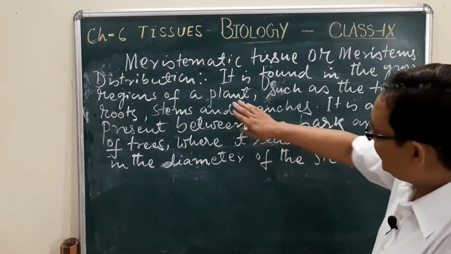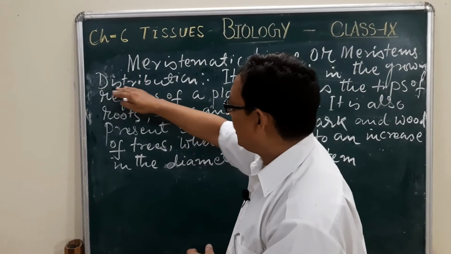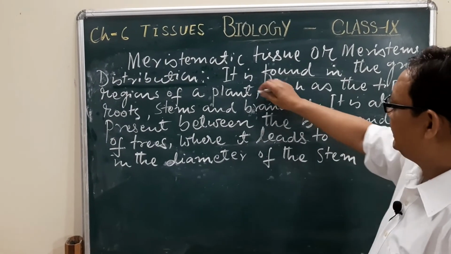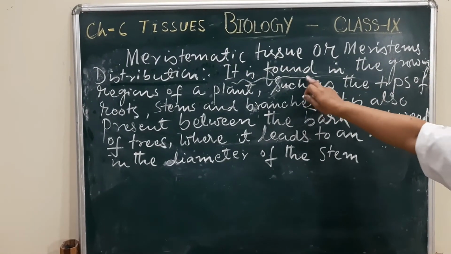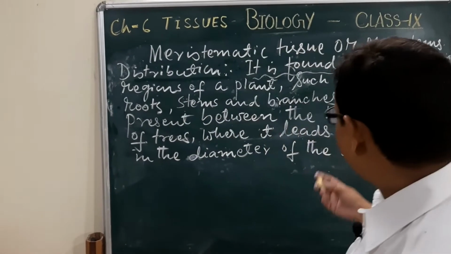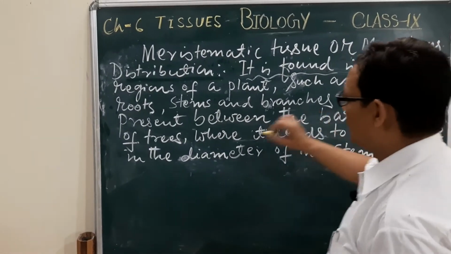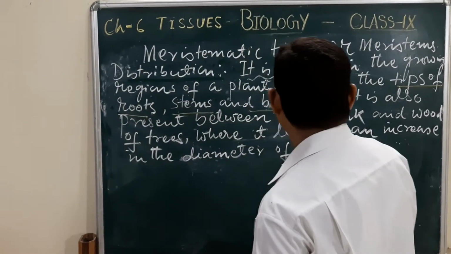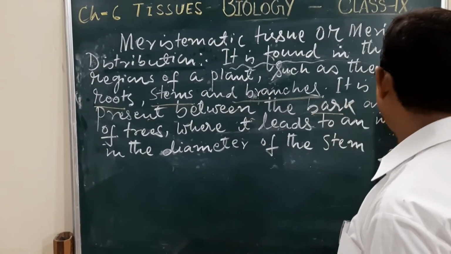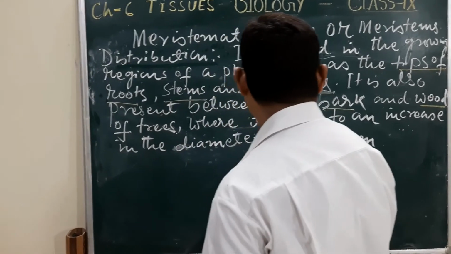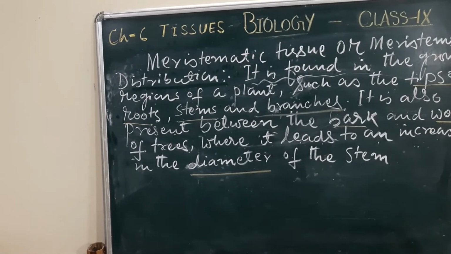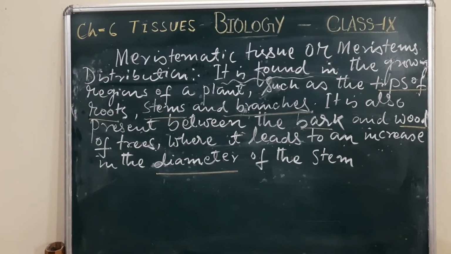That is why, when we study their distribution or their occurrence or their location, we can write in this way: it is found in the growing regions of a plant. What are the growing regions of the plant? Tips of roots, stems and branches. It is also present between the bark and wood of trees, where it leads to an increase in the diameter of the stem. This is the distribution.